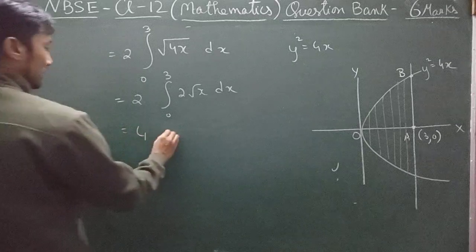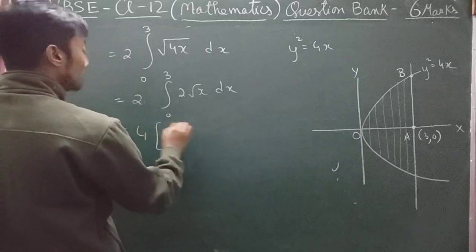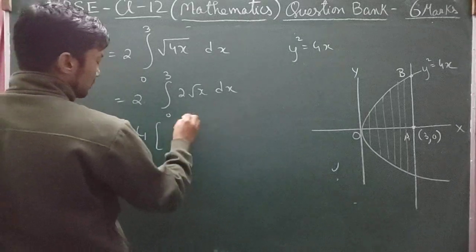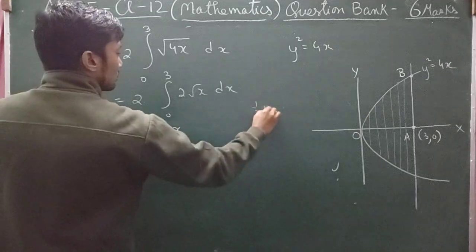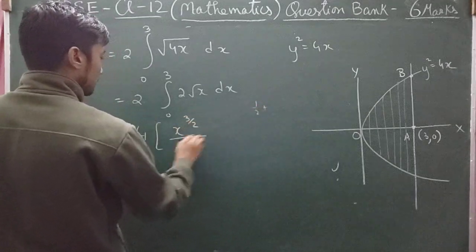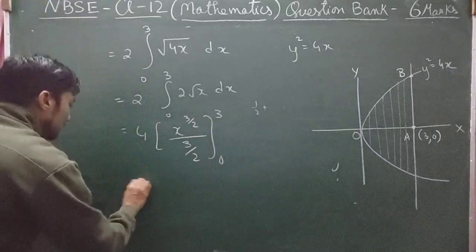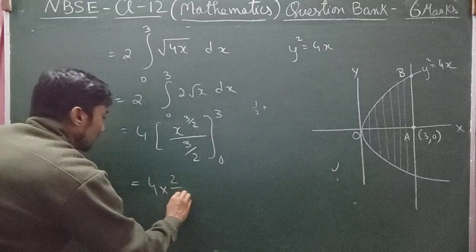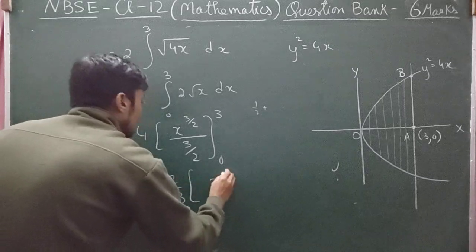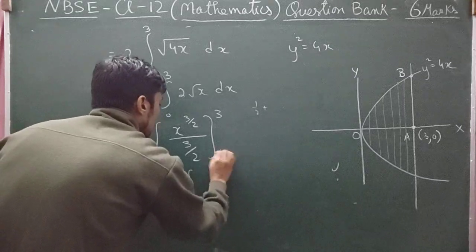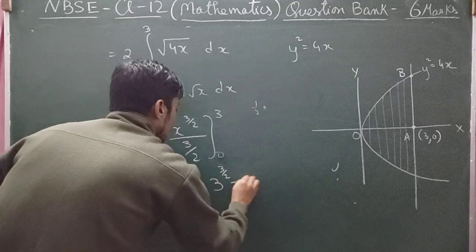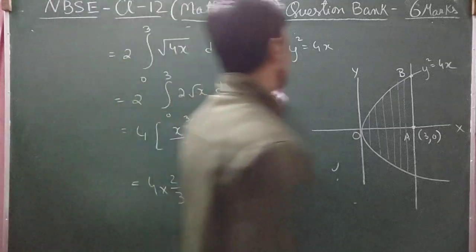So 2 2s are 4. Integration of root x is x to the power 1 by 2 plus 1, so that's like 3 by 2. I'm not doing the integration in detail. So that's like 4 into 2 by 3, 3 to the power 3 by 2 minus 0, upper limit minus lower limit.